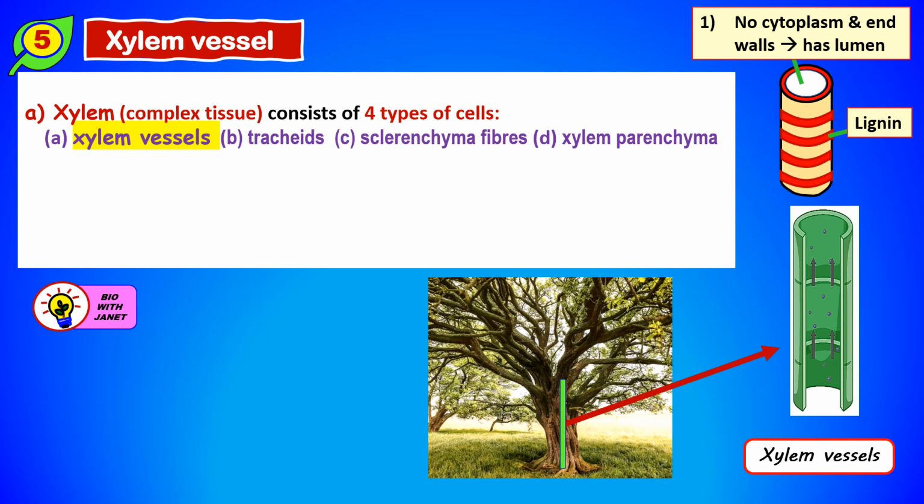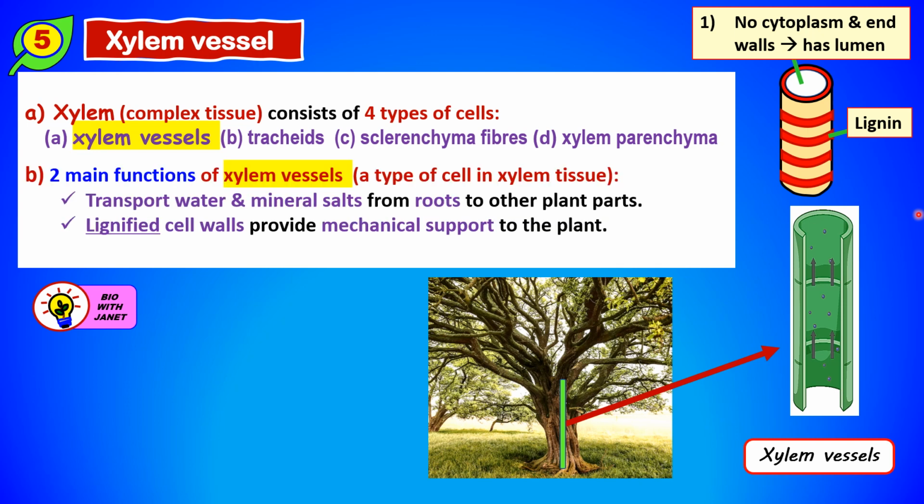Next, let us discuss xylem vessels. So xylem vessels are important cells in the plant because they help to transport water and mineral salts. Okay. Now, when we say the word xylem, we are referring to the tissue in the plant, not the cell. All right. So xylem, which is a complex tissue, consists of 4 types of cells: xylem vessels, tracheids, sclerenchymal fibers, and xylem parenchyma. Right? Now we are just going to concentrate on the xylem vessels, which is a type of cell in the xylem tissue.